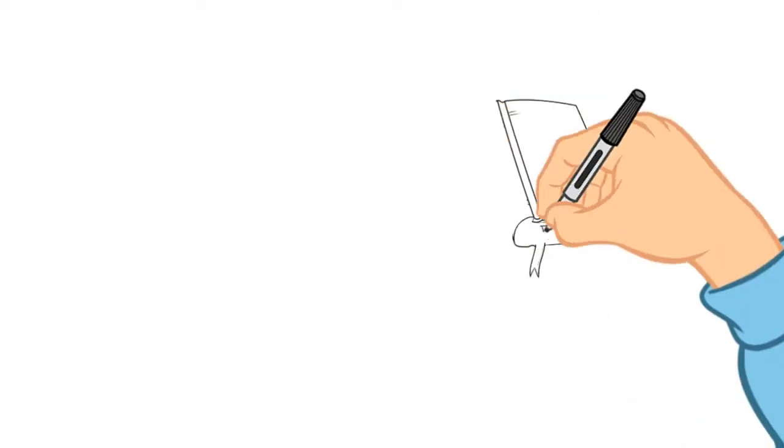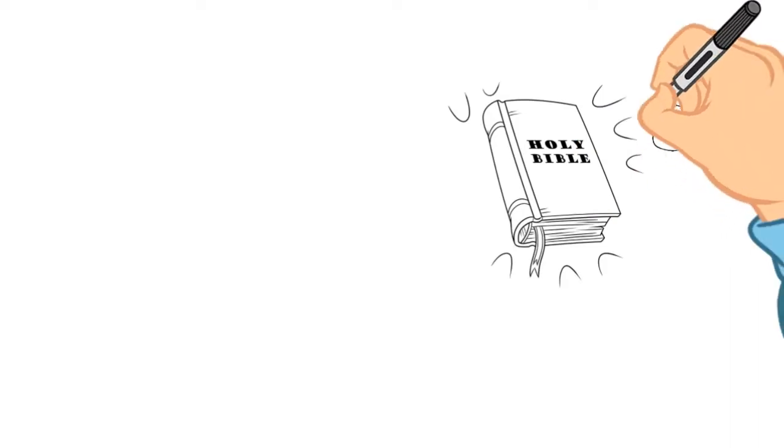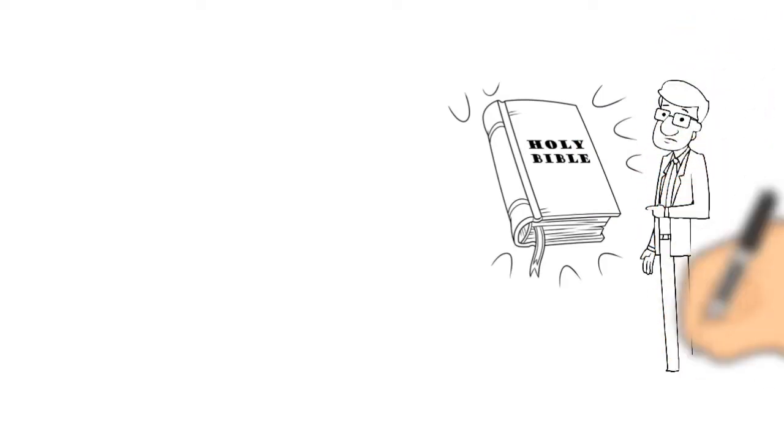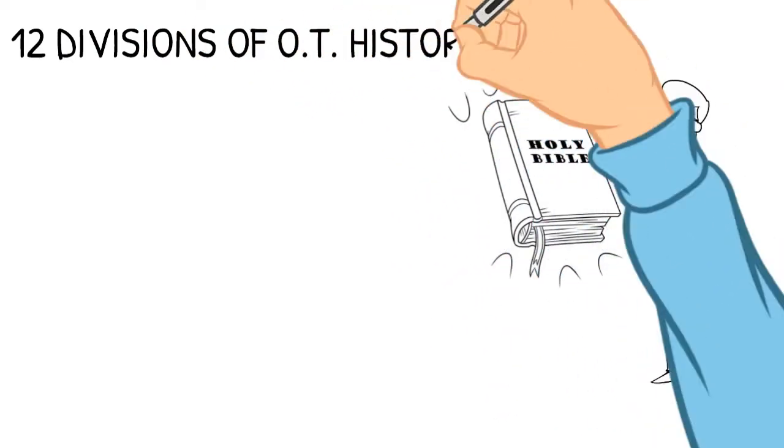Easy. Since the Old Testament was written in a much longer time frame of about 2,500 years, it is important to know the 12 different divisions of Old Testament history chronologically. This doesn't appear in the front of your Bible, but in my opinion, it should be. Feel free to write these down.